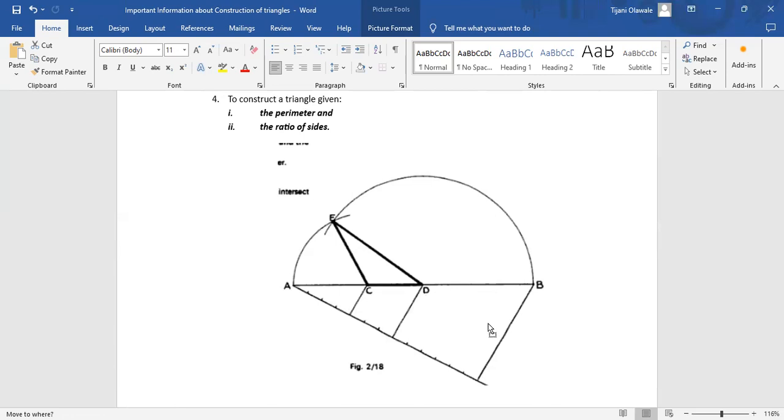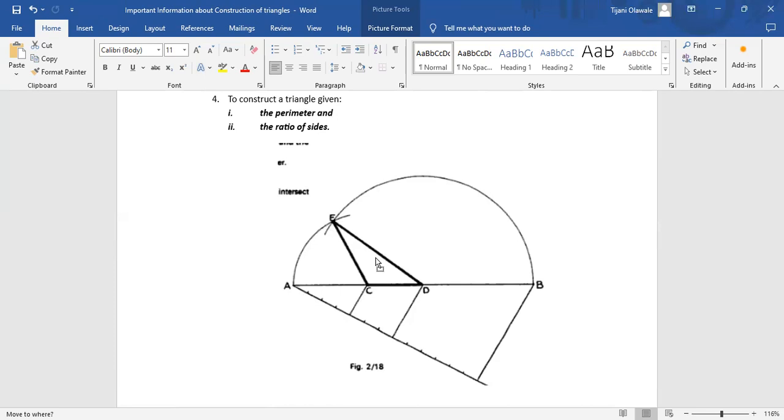Then having done that, this line CD is equal to the base of the triangle. So we put the point of our compass at point D, extend to point B, and draw this arc. Then we put the point of our compass at C, extend to A, and draw this arc. Wherever they intersect gives us point E. Then we connect CE and DE together to obtain the triangle whose perimeter and ratio of sides are given.